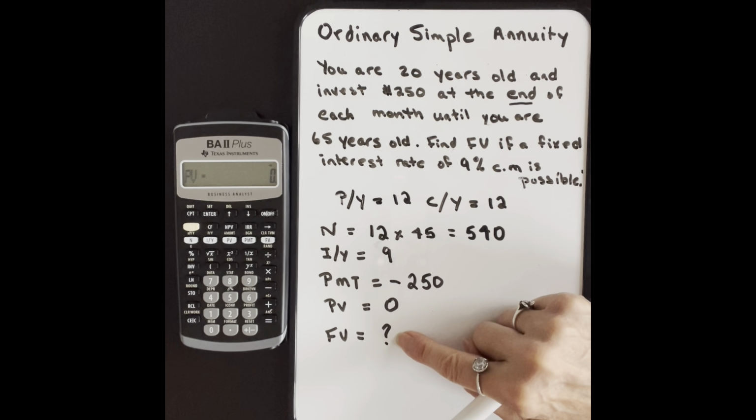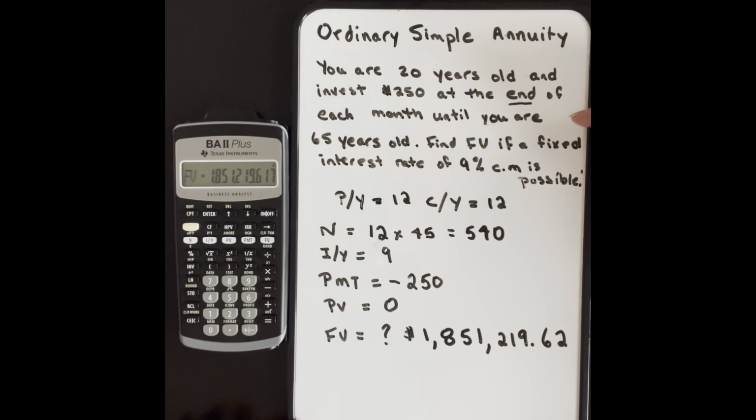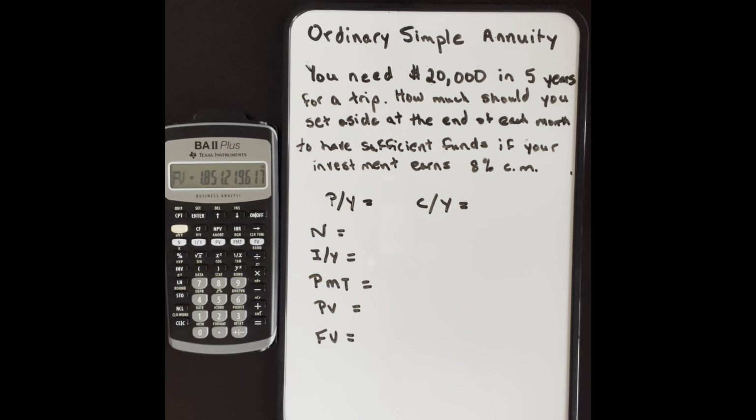Now we want to know what future value is, so we use our compute function, compute future value. So the future value of this annuity is $1,851,219.62. Before we start our next example, let's clear everything. So I'm going to start by clearing the display, but I also need to clear the time value of money values that have been put in. So second function, clear.